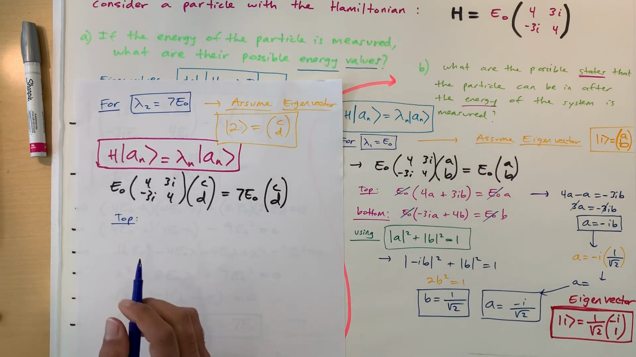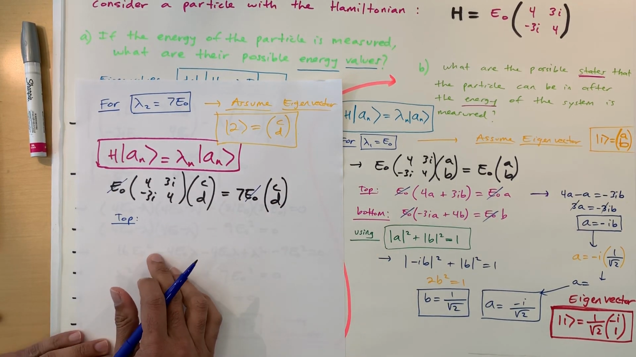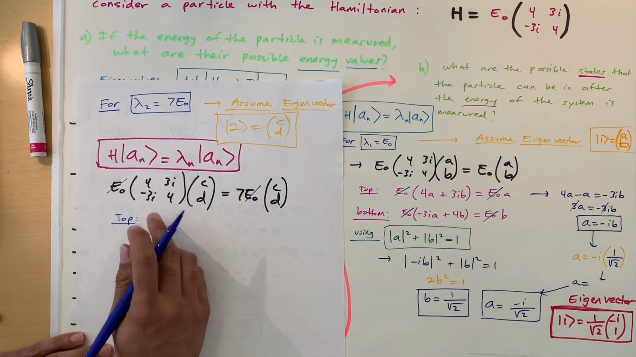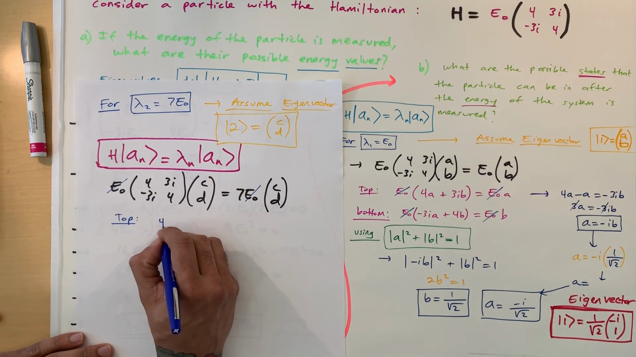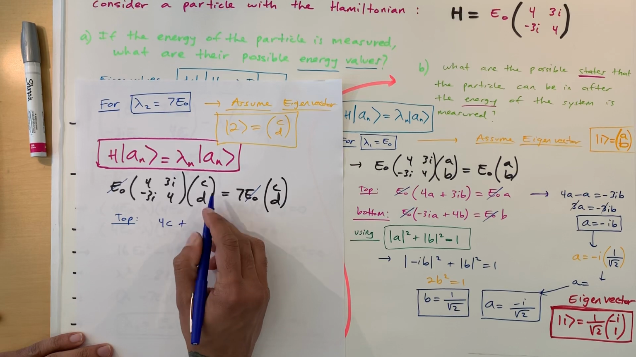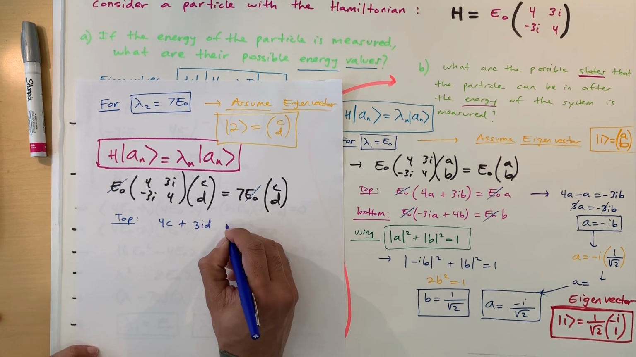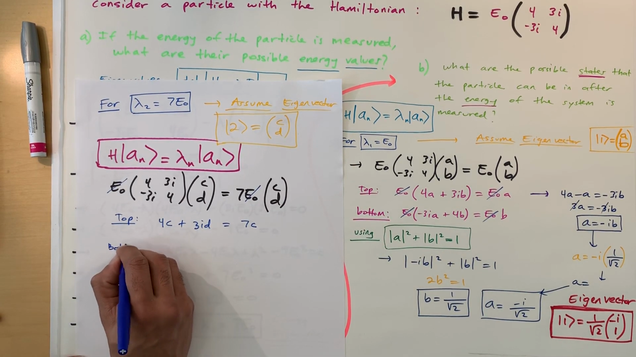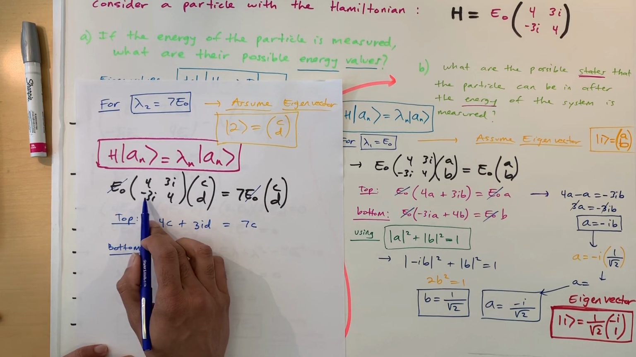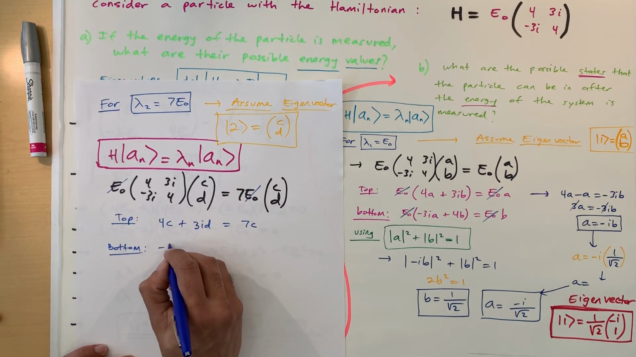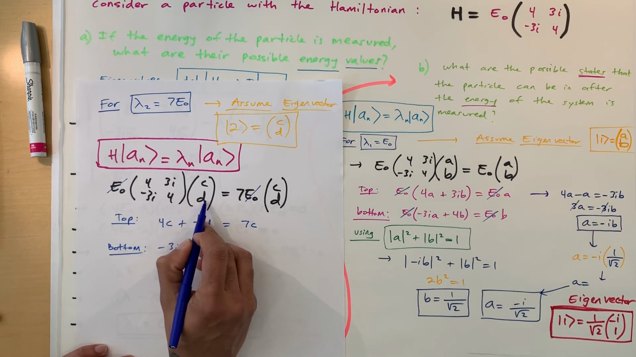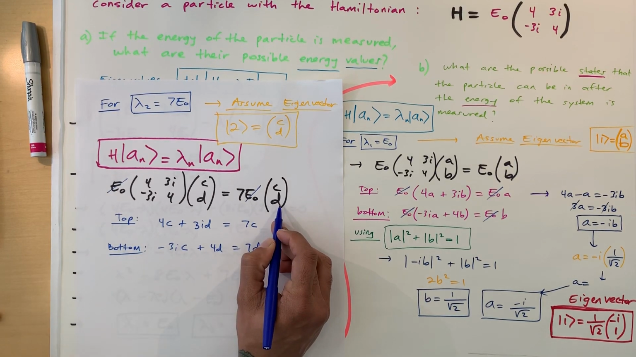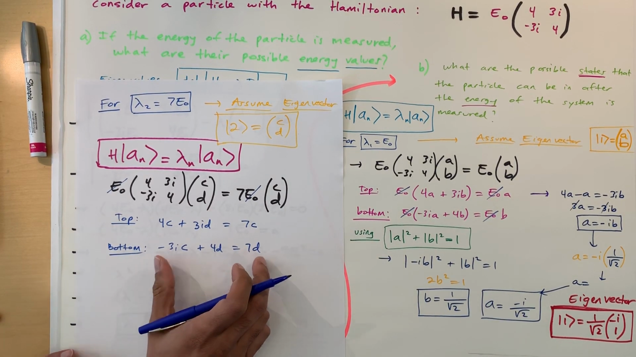Okay? And this time we could just cancel out the E naught from the beginning. We don't need to really write it all out like we did last time. I just wanted to show more of the process, but this times this, 4C, plus this times this, 3iD, is equal to 7C. All right, and then the bottom is going to be negative 3i times C, and then 4 times D plus 4 times D equals 7D. Okay, so these are the two.